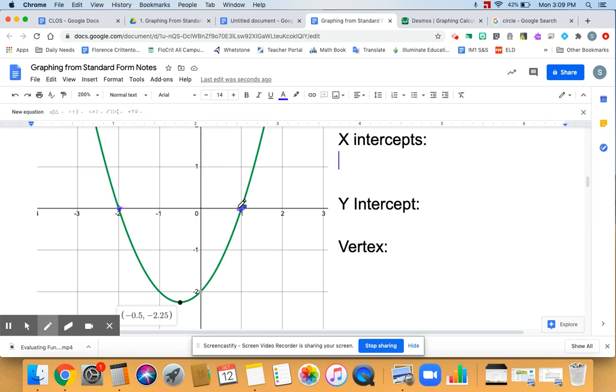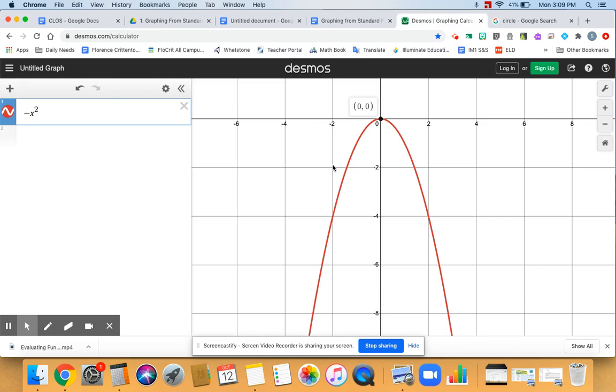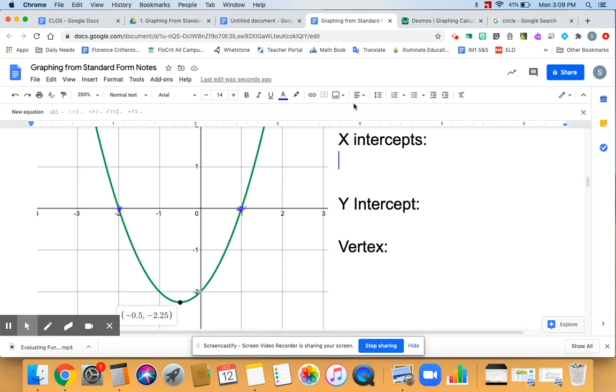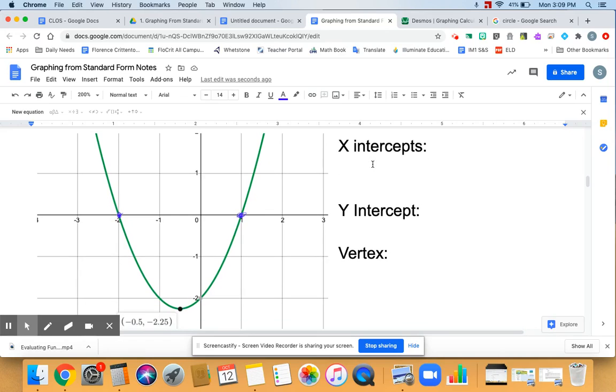Here's the thing about parabolas. Because they make this U shape or the N shape, no matter what, it will always cross x twice, because it's either going to go down, then go up, or if it's flipped over, it goes up, then goes down. But no matter what, it's going to hit the x-axis. If it has x-intercepts, it's hitting it twice. So there's an x-intercept right here.